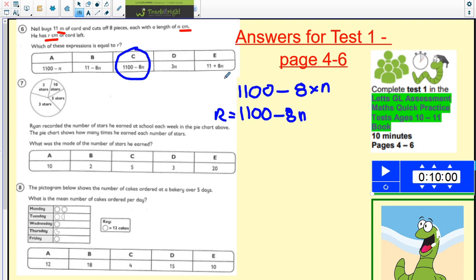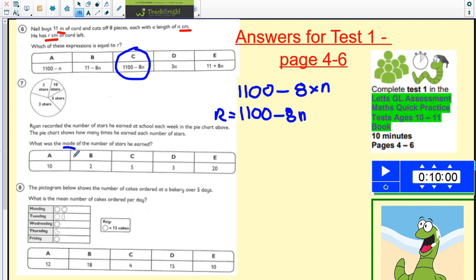So the first step was to transfer it into centimetres, and then realise we could use the formula. Right, question 7. Ryan recorded the number of stars he earned at school each week in the pie chart above. The pie chart shows how many times he earned each number of stars. What was the mode of the number of stars?